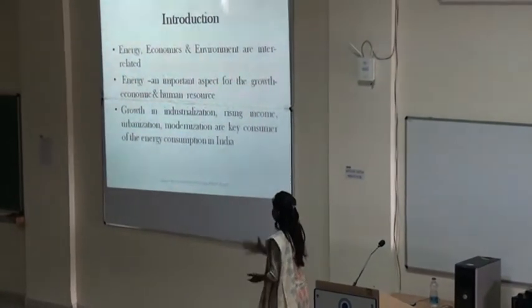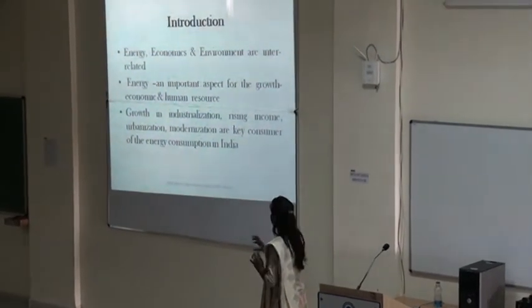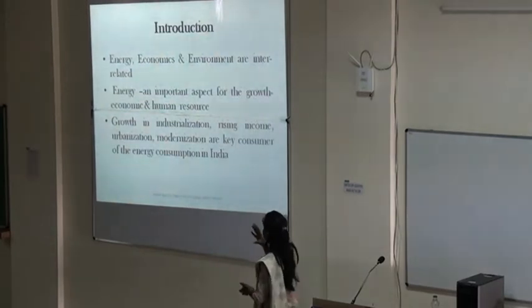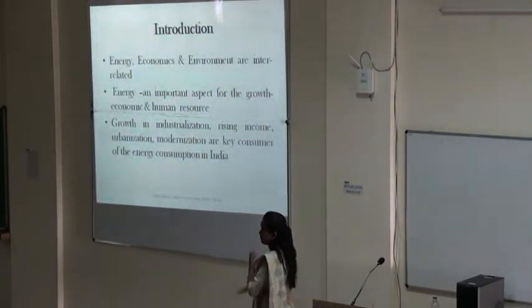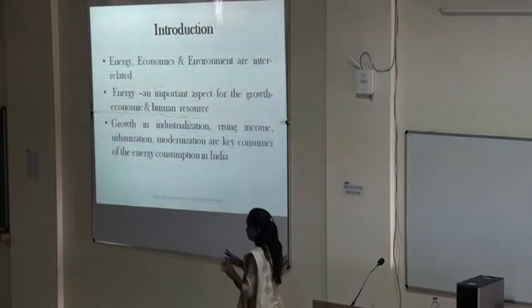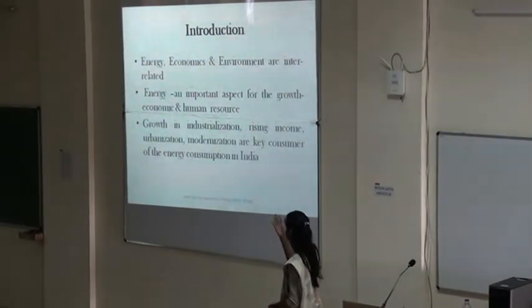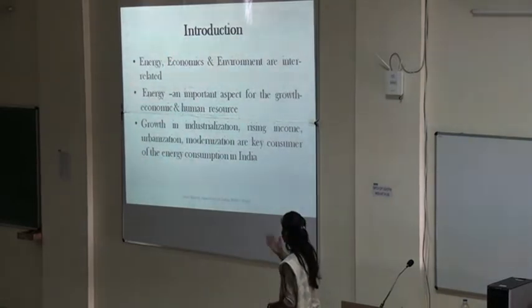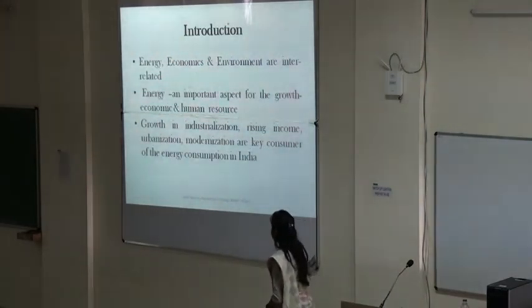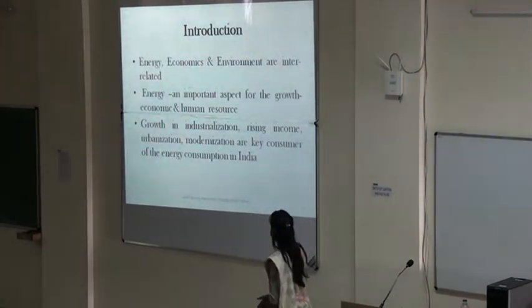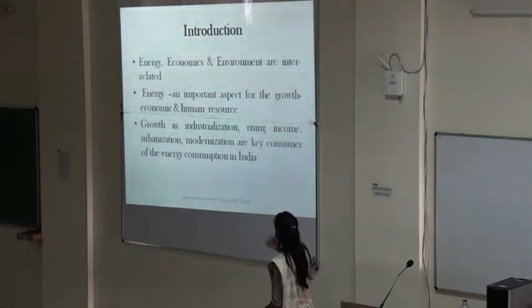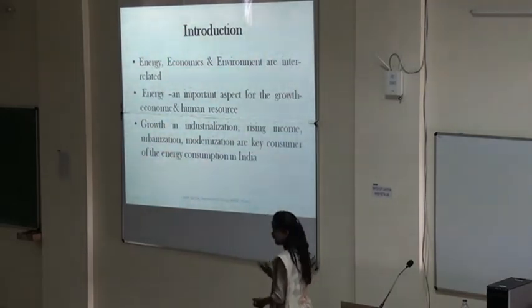Okay, the energy, environment, economy, all the three aspects are interrelated to each other. If the economy is very high, energy is also high, environment is low, or something else. All these have an interaction between each other. Energy is an important aspect for the growth of an economy, of a state or a nation, as well as the human resources. The human resources and economy are interrelated to each other. These are interrelated to industrialization, rising income of the people, urbanization, modernization, and these are the key consumption drivers. Because with high industrial growth, with a higher rate of urbanization, the energy consumption pattern is also increasing day by day.